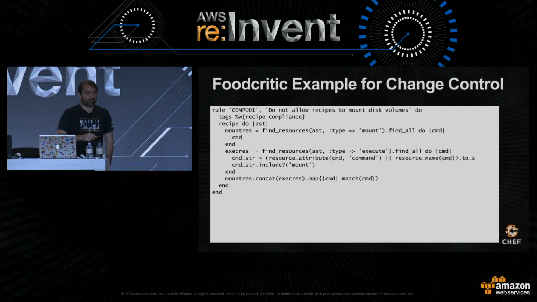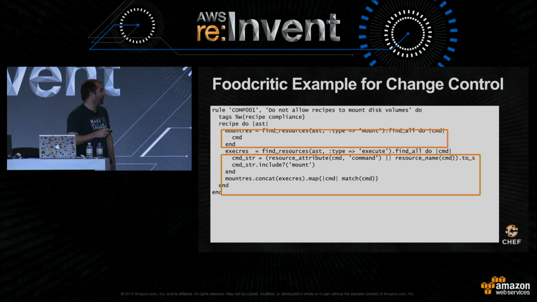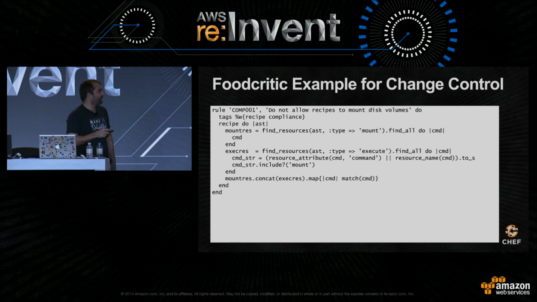So let's show a quick example of how you can extend this. This is an example that I think is really cool. I want to check to make sure that I'm doing some sort of compliance check. So I wrote compliance rule number 1. And what I'm going to do here is, of course, the boxes didn't line up in the final cut. So I'm going to find all of the resources that are type mount, or where I'm calling an execute block and my command is mount.